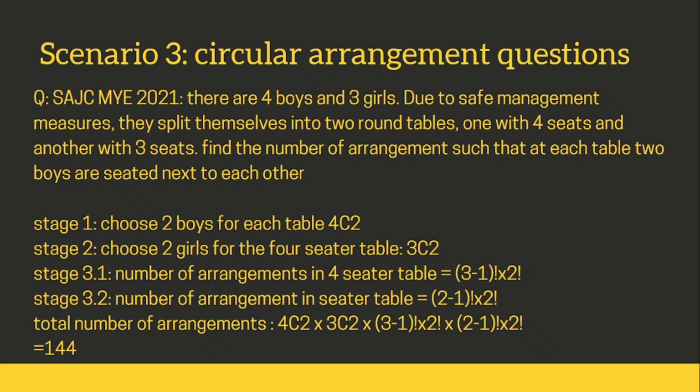So stage 3.1 is you find the number of arrangements in the 4-seater table. 3 minus 1 factorial times 2 factorial. Then stage 3.2 is that you find the number of arrangements in the 3-seater table. So in this case, it's just 2 minus 1 factorial times 2 factorial. And so in total, the number of arrangements is just going to be 4 choose 2, times 3 choose 2 times 3 minus 1 factorial times 2 factorial times 2 minus 1 factorial times 2 factorial, which should lead to 144 possibilities.